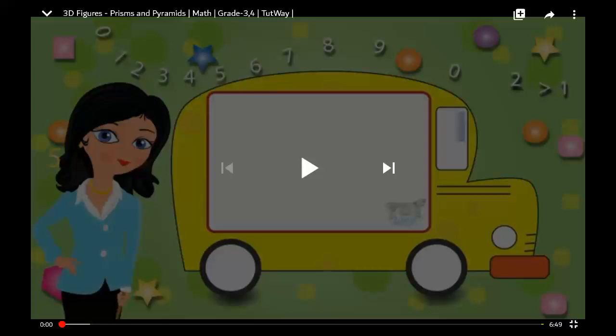Good morning, grade 3. Today we will take lesson 4D, which is pyramids and prisms. In this lesson, we are going to know the difference between pyramids and prisms. Those 3D shapes are different by what? Let us watch this video to know the difference between them.